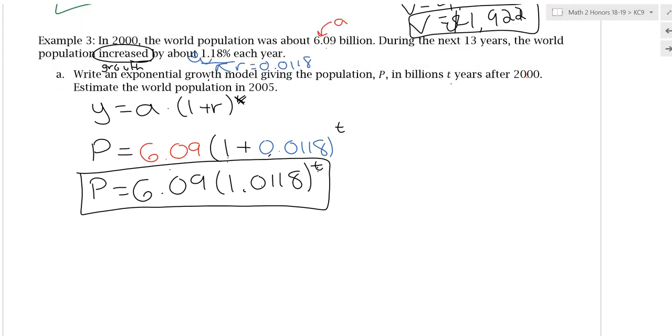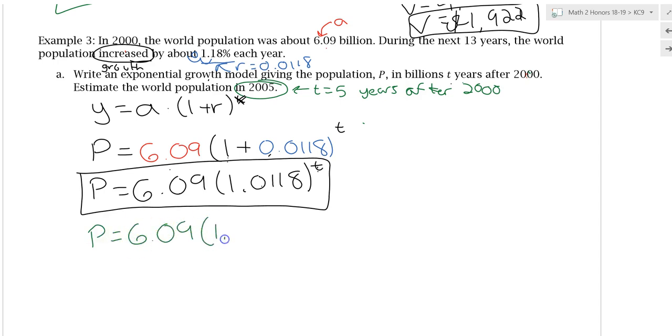Now I want to estimate the world population in 2005. So this is giving me a time, but my t is not 2005 because 2000 was my year 0. That was my initial amount. So this is telling me t equals 5 years after 2000. Okay, so that's another thing we have to be careful with. So now I'm just going to plug in 5. And again, we can type that in our calculator.